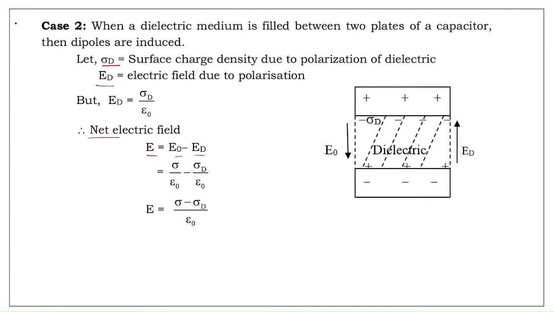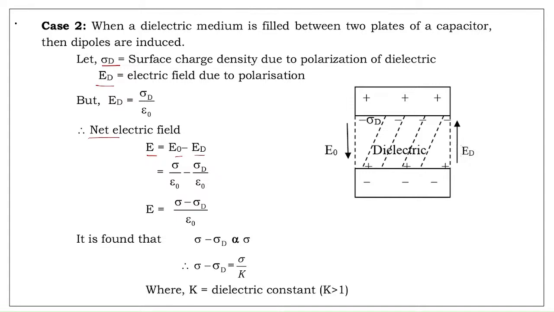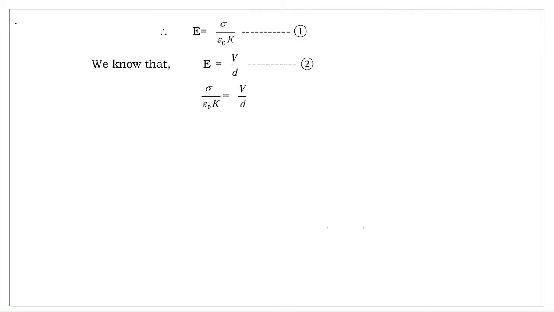On substituting values, E is equal to sigma by epsilon naught minus sigma D by epsilon naught. That is equal to (sigma minus sigma D) by epsilon naught. It is found that sigma minus sigma D is directly proportional to sigma. Therefore, sigma minus sigma D is equal to sigma by K, where K is the dielectric constant. Therefore, E is equal to sigma by epsilon naught K.